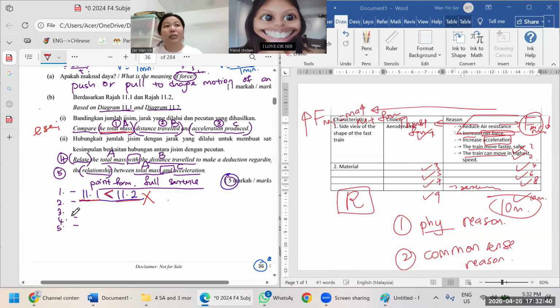Okay, then relationship. So the 5 marks could be point form. I don't want to say point form, but full sentence. Again, point form, full sentence.